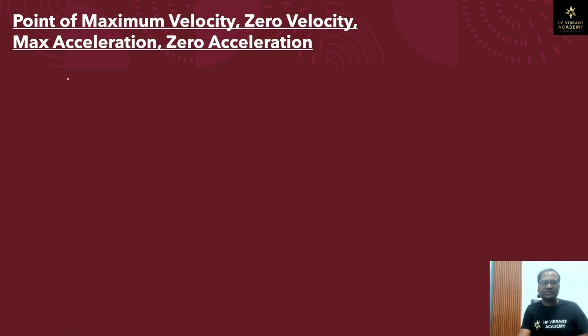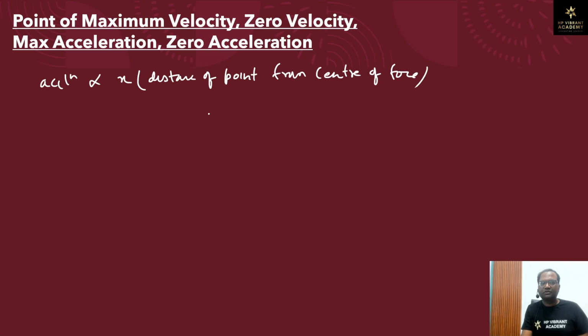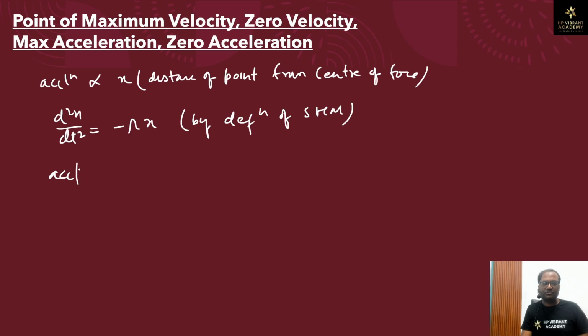So what we have is that the acceleration is proportional to x, that is the distance of the point from the center of force. So we have d2x upon dt square is equal to minus mu into x, by definition of SHM. So acceleration is max when x is equal to plus or minus a.